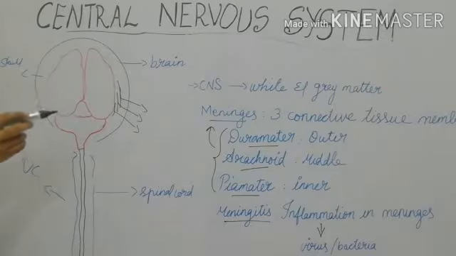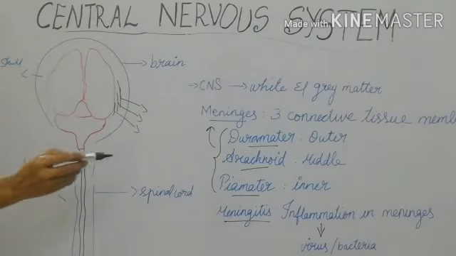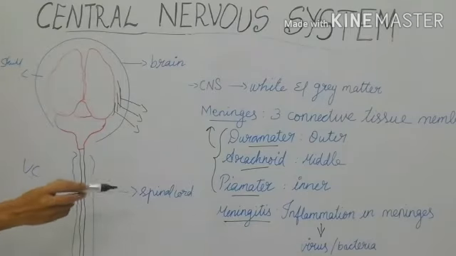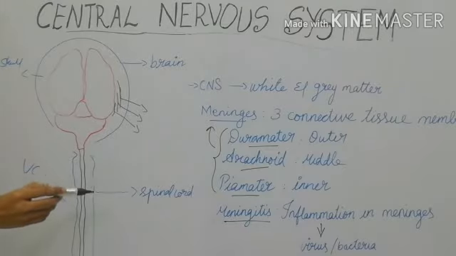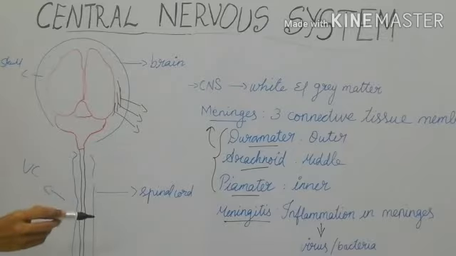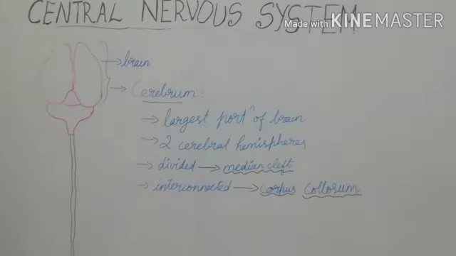These three membranes, that is the meningeal membranes, protect the brain from mechanical injury. And if there is any inflammation in the meninges, we will call it meningitis. So meningitis is the inflammation of the meninges. And the inflammation in the meninges occurs when the fluid surrounding the meninges gets infected by virus or bacteria.